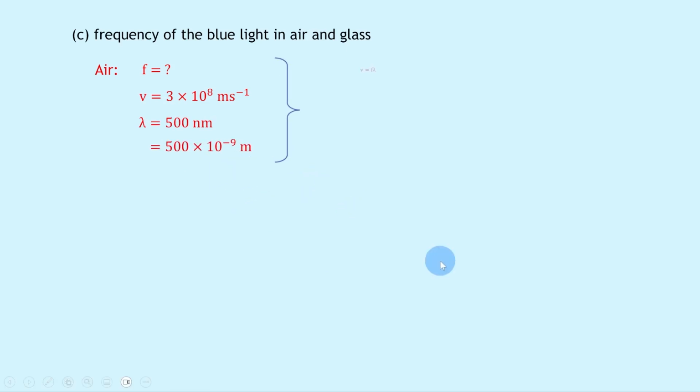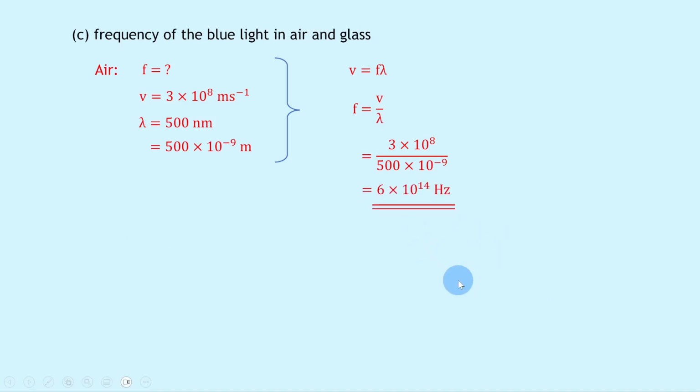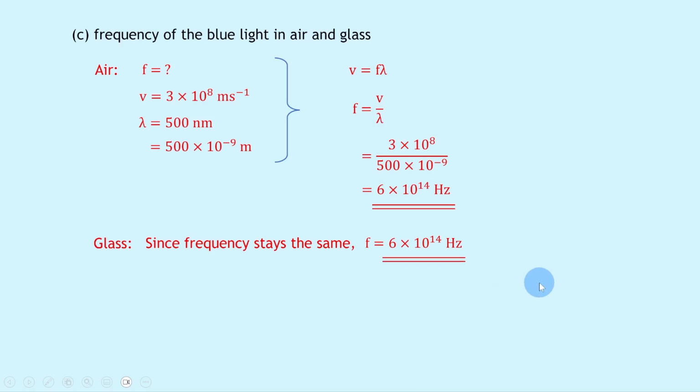And then writing down our equation v equals f lambda, we can rearrange for the frequency f by dividing both sides by lambda, so we get f equals v over lambda. Substituting in our numbers gives 3 times 10 to the 8 divided by 500 times 10 to the minus 9, and putting that into your calculator should give you an answer of 6 times 10 to the 14 hertz. And for glass, we don't really need to do any more work since frequency stays the same, so we can say that f equals 6 times 10 to the 14 hertz in glass as well.